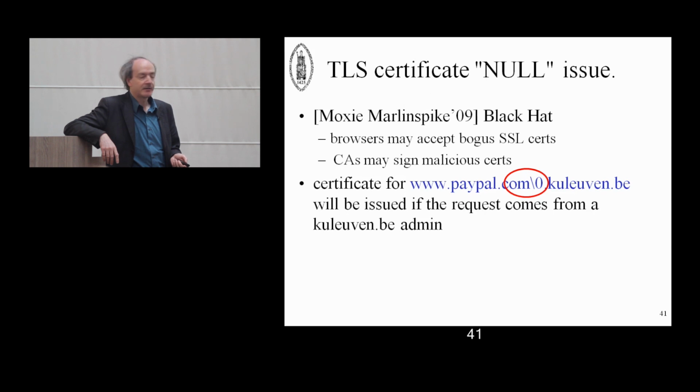So what you do, say, from KU Leuven, I would issue a certificate request to, say, VeriSign for paypal.com, and then I put the end of string kuleuven.be. And so VeriSign would check that I'm indeed coming from kuleuven.be, so they would issue the certificate to me. Now, if a browser starts to parse this, it actually will read this as a PayPal certificate, and it will verify correctly. Because this is the end of string, in fact it will ignore everything that comes behind.